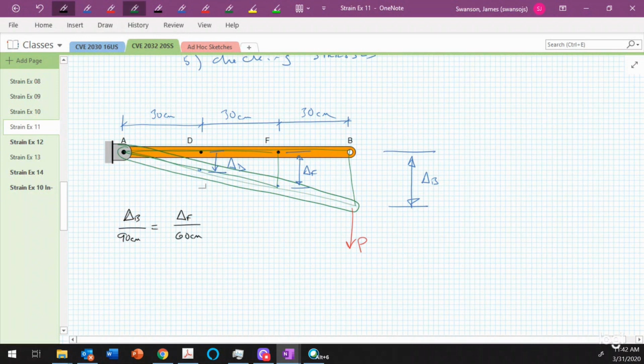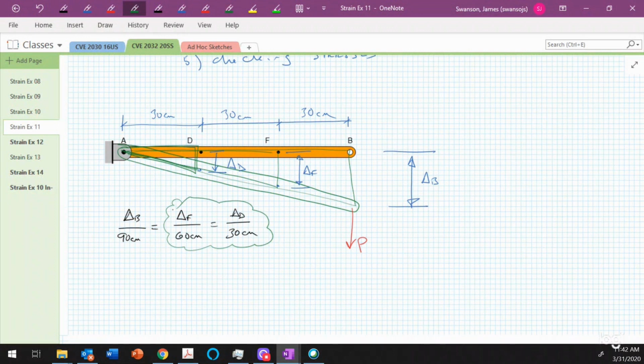And then we could even go one more and look at this triangle here. And we could say that that's similar to delta D over 30 centimeters. So then we end up with this relationship, which gives us a relationship between the displacement at point F and the displacement at point D. So we could say that the displacement delta F is equal to 60 over 30 times delta D, or we could say that delta F is equal to 2 times delta D.